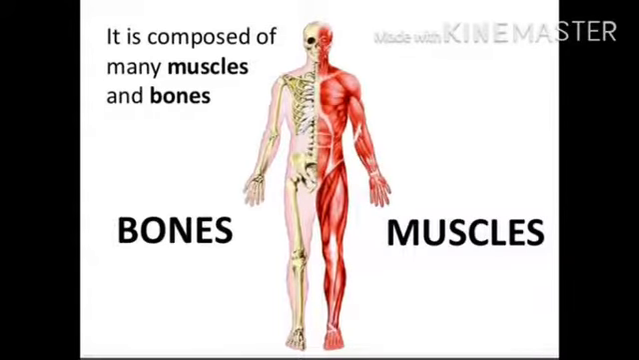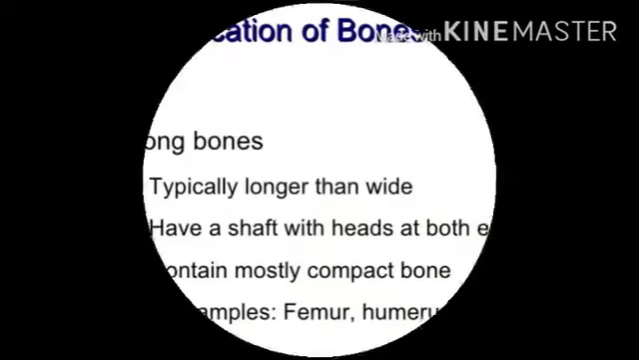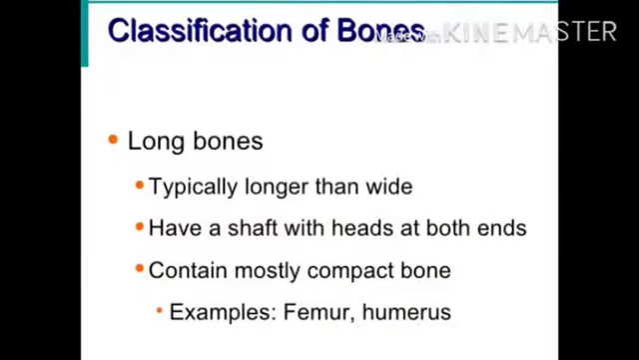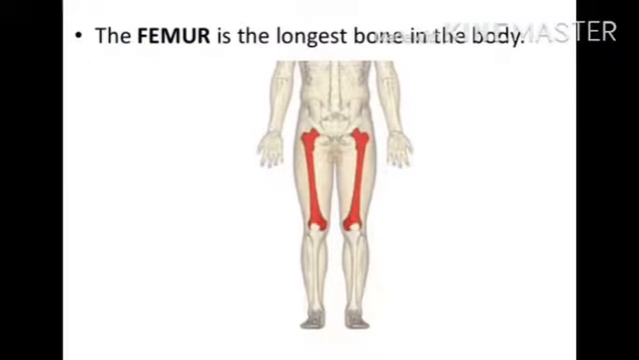Now let us discuss bones. Now the classification of bones. Long bones, typically longer than wide, have a shaft with heads at both ends and contain mostly compact bone. Example, femur or humerus. Now see, the femur is the longest bone in the body. Basically, the femur is the thigh bone.